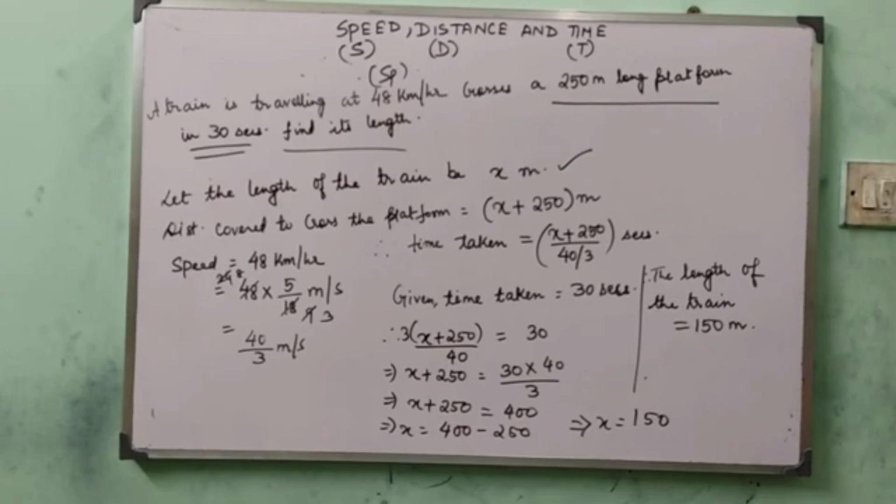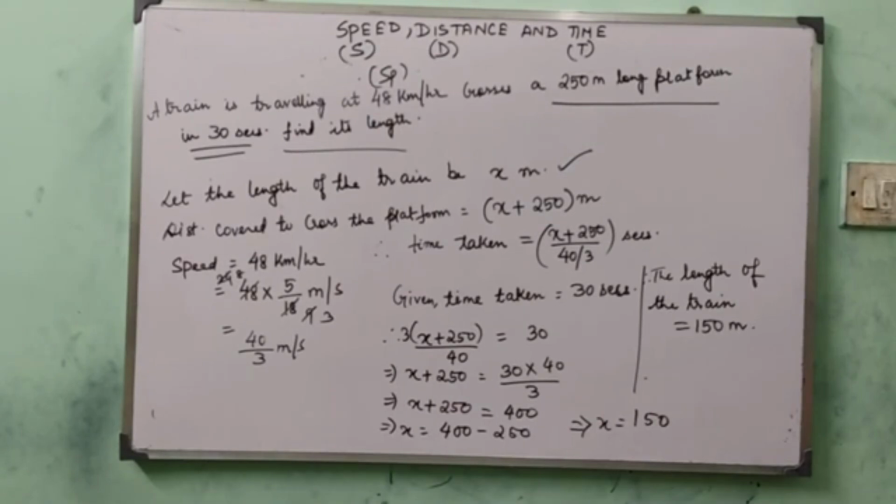Now we know that while crossing a platform, what is the distance that is covered by the train? So the distance covered to cross the platform will be equal to the sum of the lengths of the train as well as the platform that it is crossing. So it is x plus 250, because the length of the platform was 250.